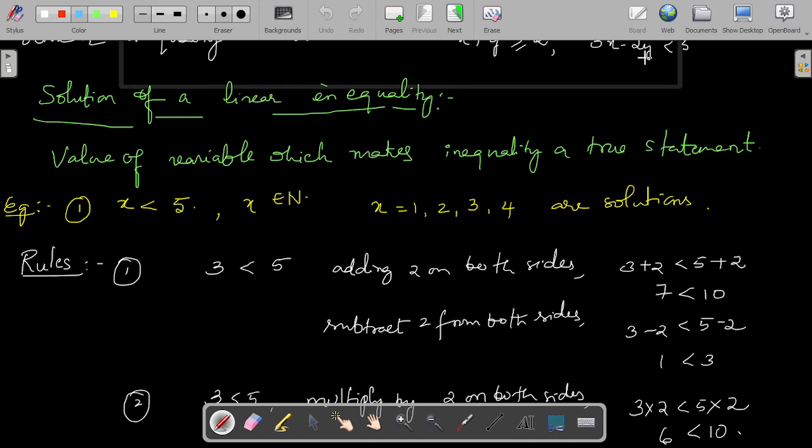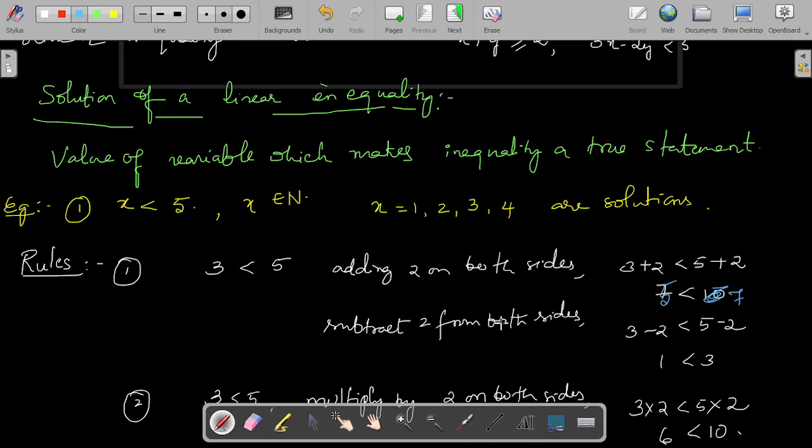Now let's see the rules to solve a linear inequality. The first rule is that adding a constant on both sides of the inequality or subtracting a constant from both sides of the inequality doesn't change the sign of the inequality. Example, 3 < 5. Add 2 on both sides. 3 + 2 < 5 + 2. This is a true statement. 3 + 2 is 5, and 5 + 2 is 7, so 5 < 7. Yes, it is true, so it won't change the sign of the inequality.